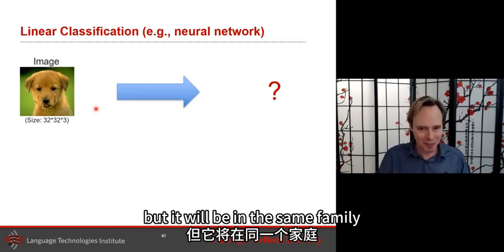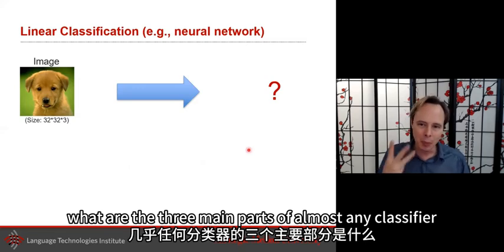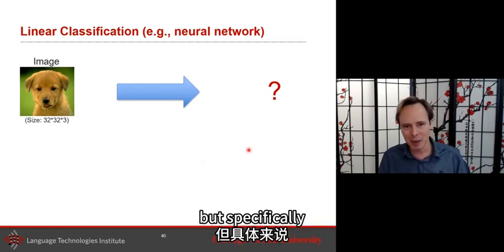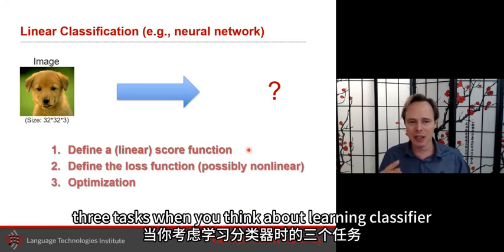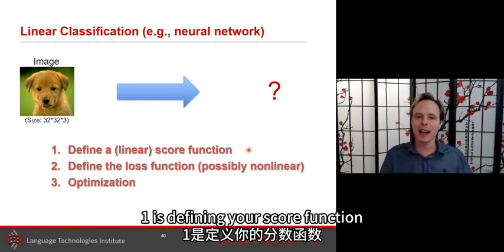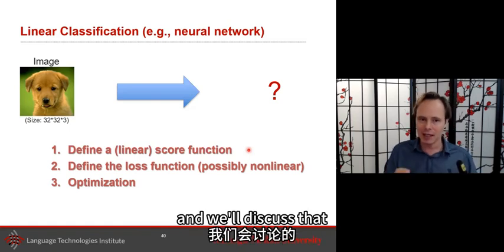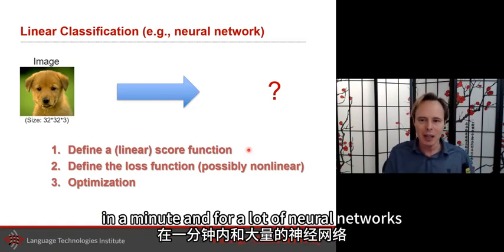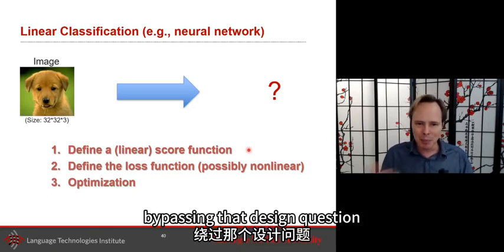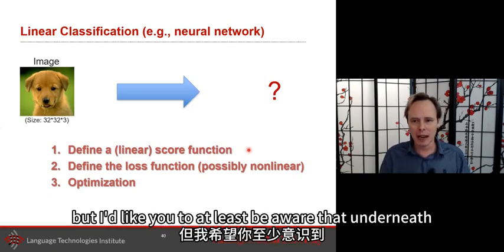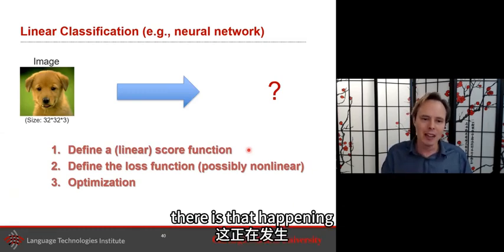And what are the three main parts of almost any classifier, but specifically linear classifiers and neural networks? Three tasks when you think about learning a classifier. One is defining your score function, and we'll discuss that in a minute. And for a lot of neural networks, because you select specific types of neurons, you kind of bypass that design question. But I'd like you to at least be aware that underneath there is that happening.